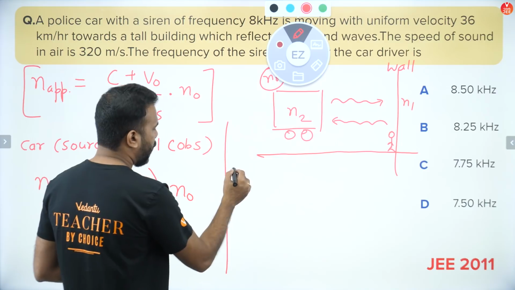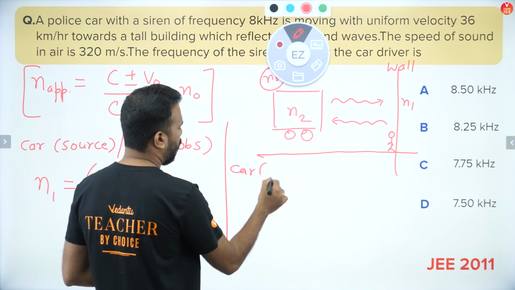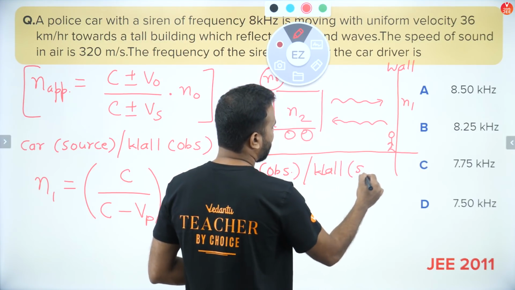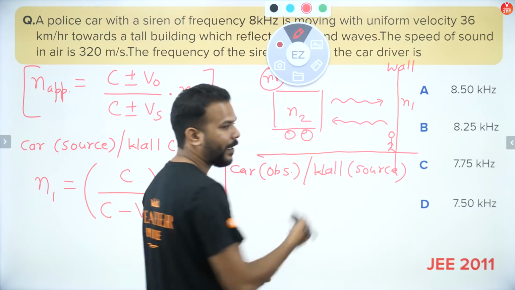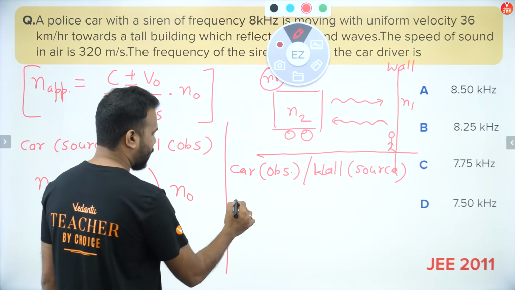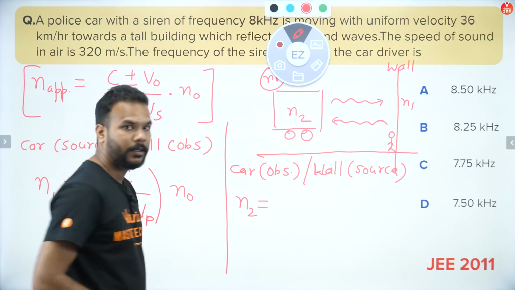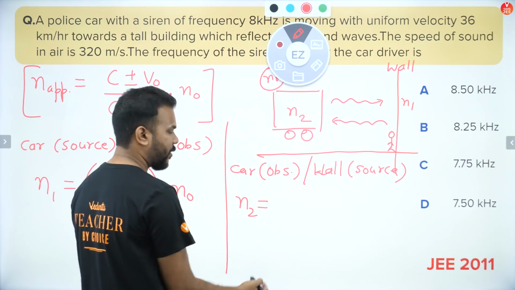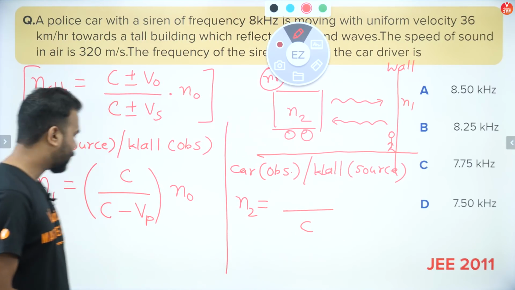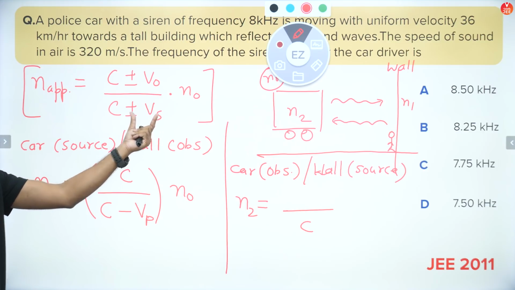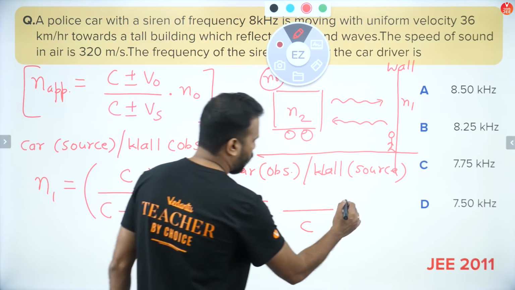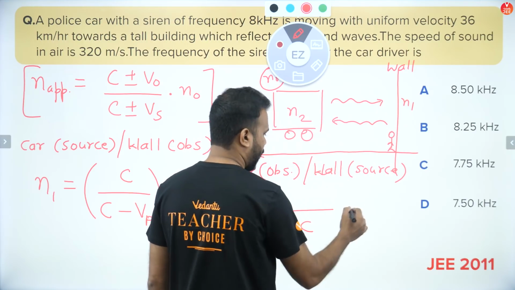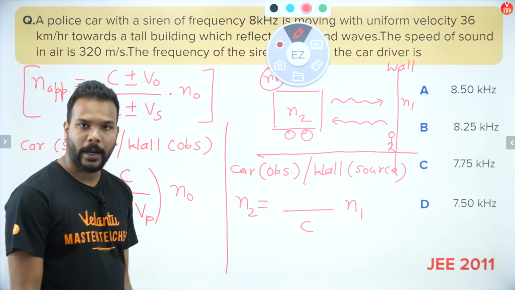Okay, now when your car is the observer and your wall has become the source. How has it become the source? It is reflecting the sound back to the car. So in this case, now the frequency heard by the car observer will be n2. And now the observer is moving and the source is stationary. That means the denominator is surely C, because source is not moving. Source has become the wall. And you have to have your initial frequency, which is starting from here, as n1. Not n0, but n1.